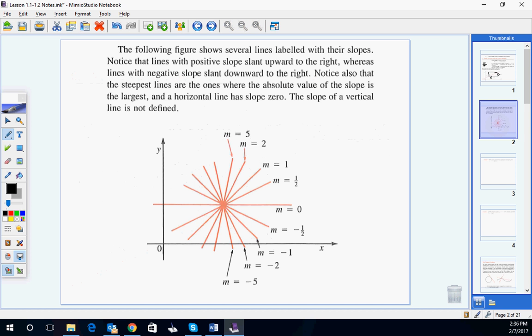Okay, like I said, I'm going to go over this part a little bit quicker because this is still review. Okay, the following figure shows several lines labeled with their slopes, just giving you an idea of different slopes and their angles. You got your 5, it's pretty steep, 2, 1's a very basic, 1 half flattening out, etc.